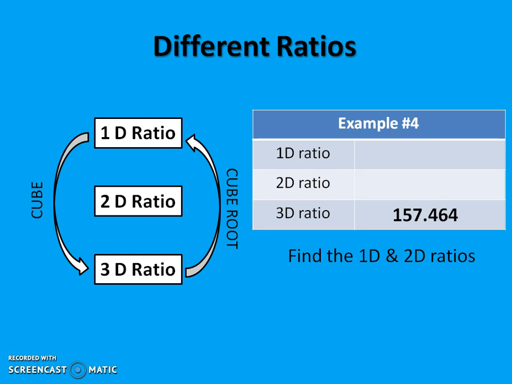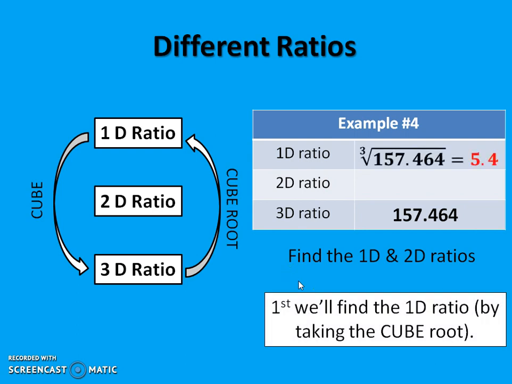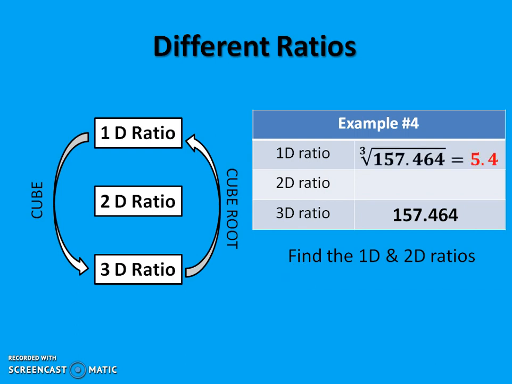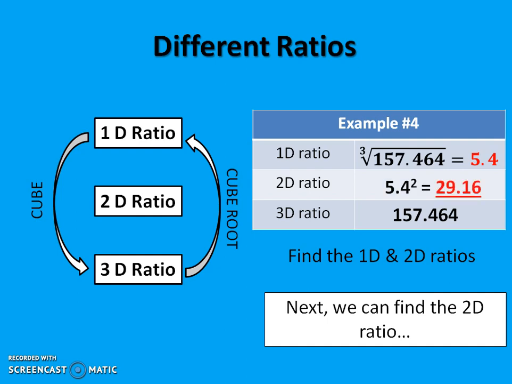And if I had the 3D ratio, the only way to find the 2D ratio is to find the 1D ratio first. I can only get from 3D to 1D by taking the cube root, and then I'd have to get from the 1D to the 2D by squaring it. So the first step here would be to take the cube root, which turns out to be 5.4, and then the 2D ratio, the area ratio, ends up being 29.16.